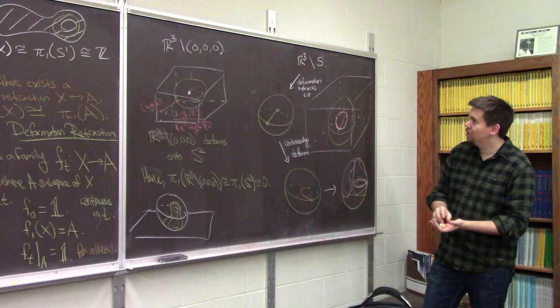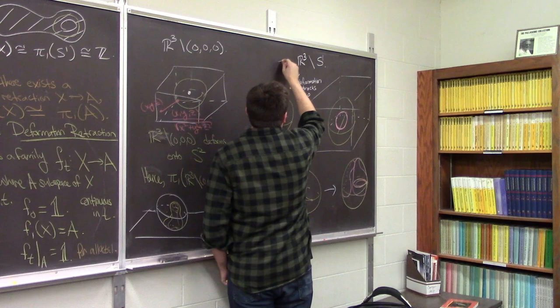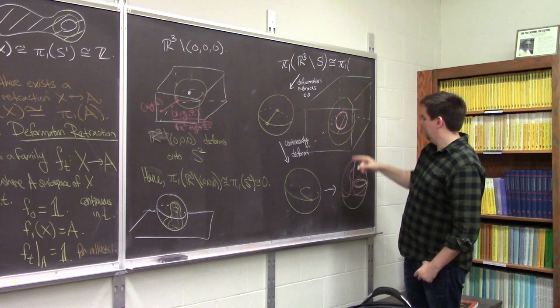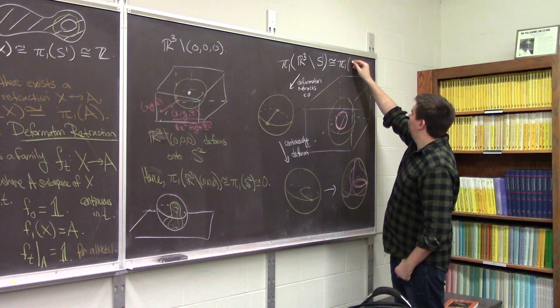And so the fundamental group of R3 minus the circle deformation retracts onto a sphere wedged with a circle, but that has the same fundamental group as just the circle, whose fundamental group is Z.